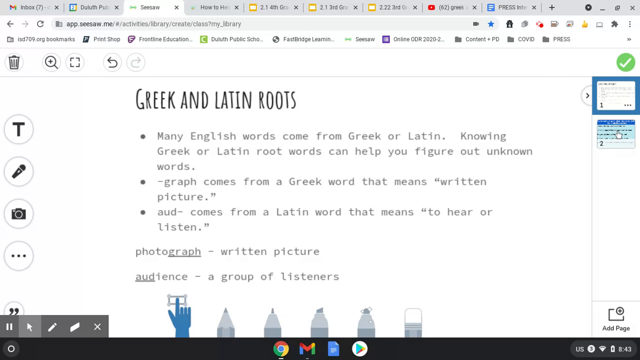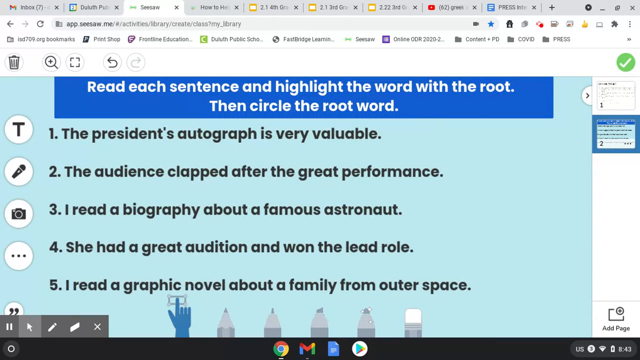What you are going to do in this activity is you're going to read each sentence and highlight the word with the root. Then you're going to circle the actual root word. Okay. So, for example, I'm going to do the first one for you. So, if you're watching this, it was very smart of you because you're not only getting a quick review, but you're learning exactly how to do this and get a free answer.